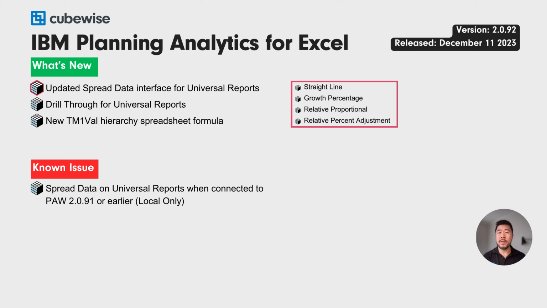There are four new spreading methods available for universal reports. They are straight line, growth percentage, relative proportional, and relative percentage adjustment. The straight line method populates cells by linear interpolation between two specified points.